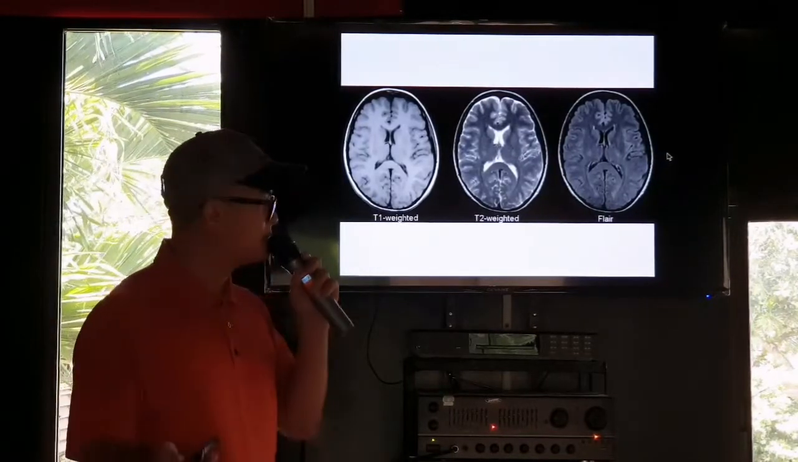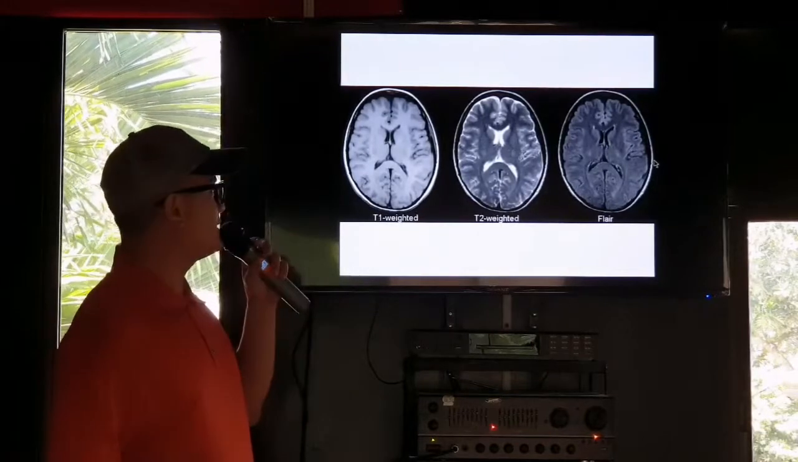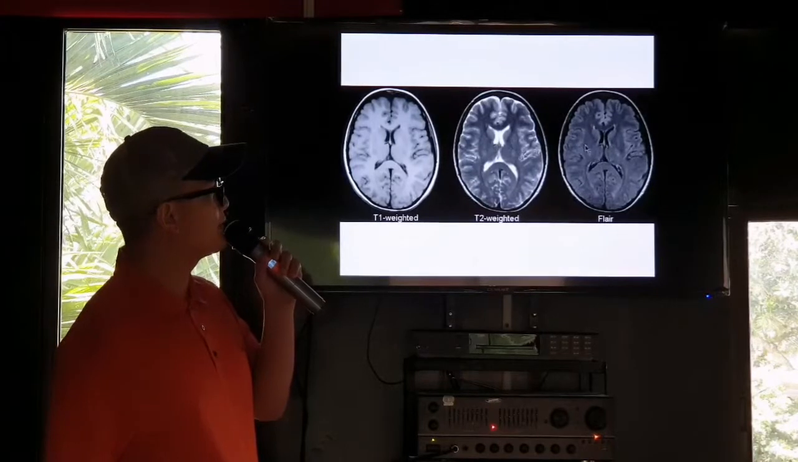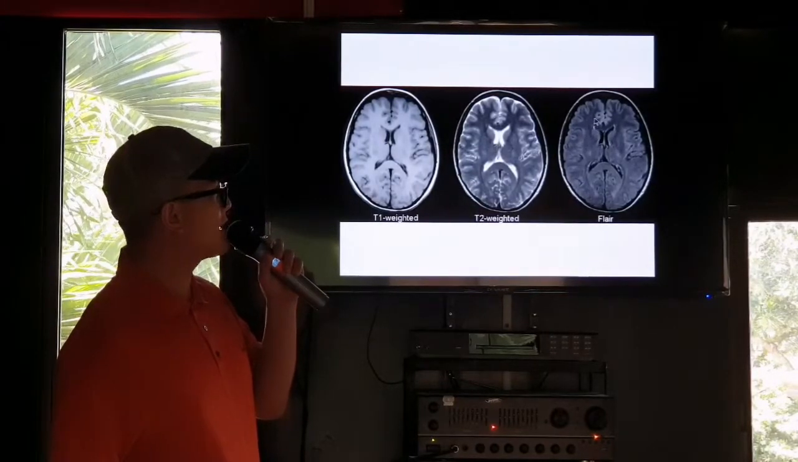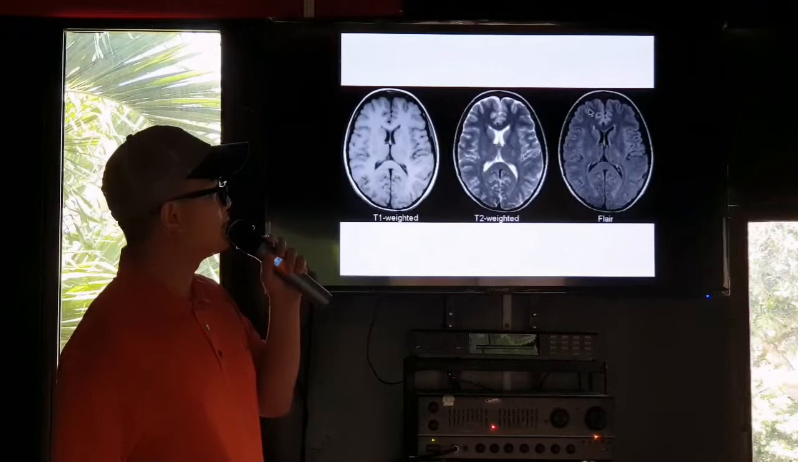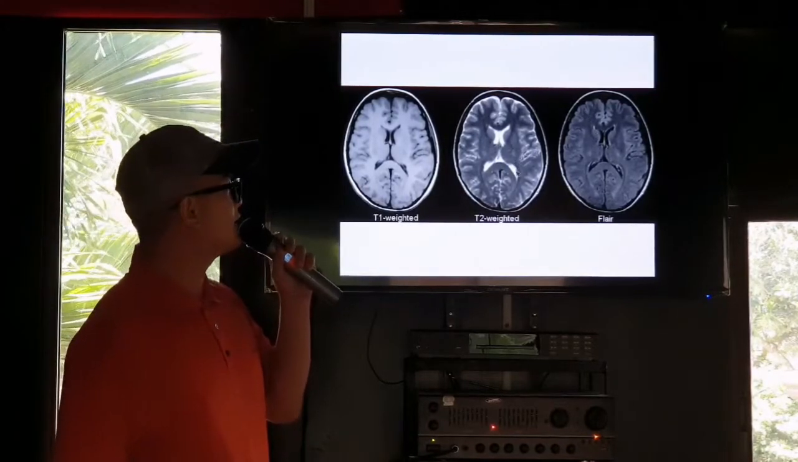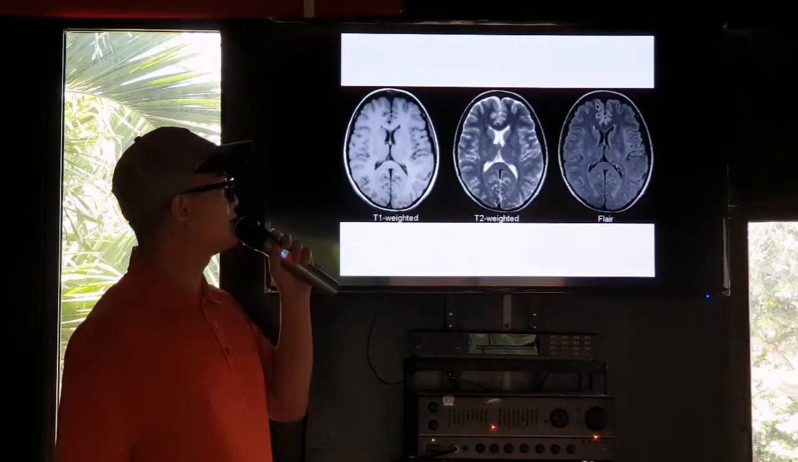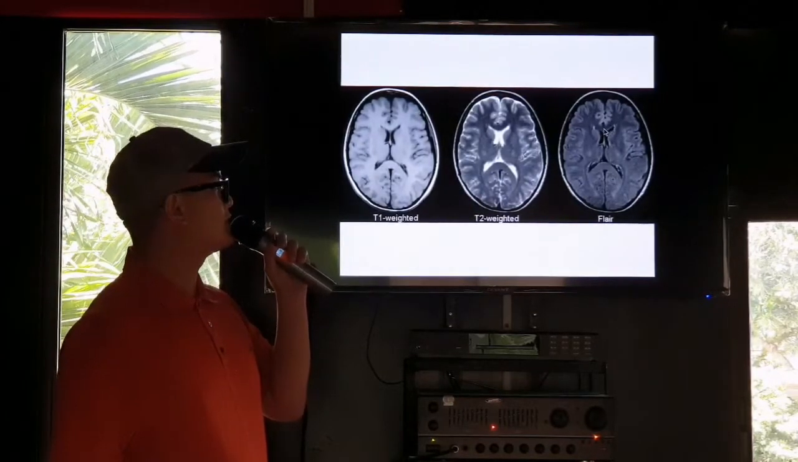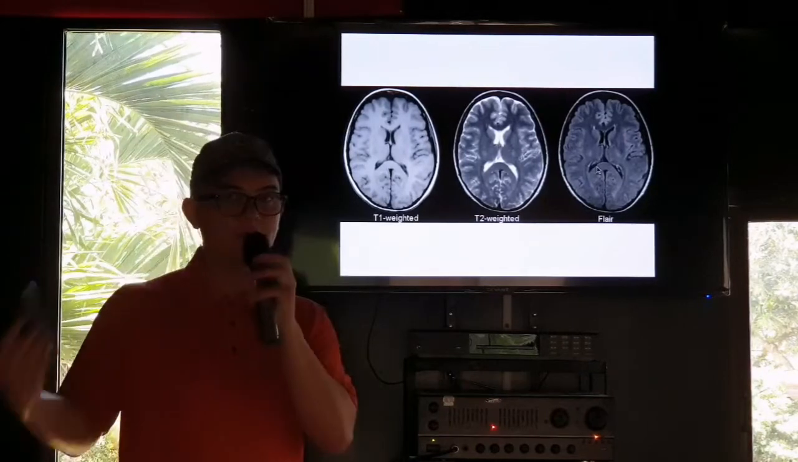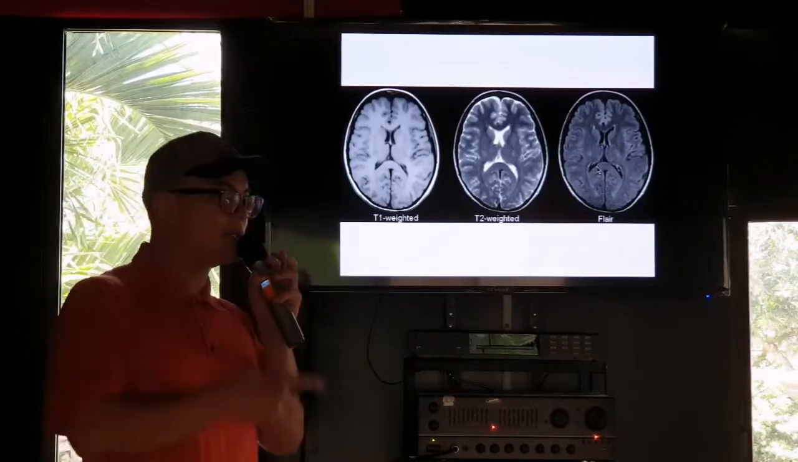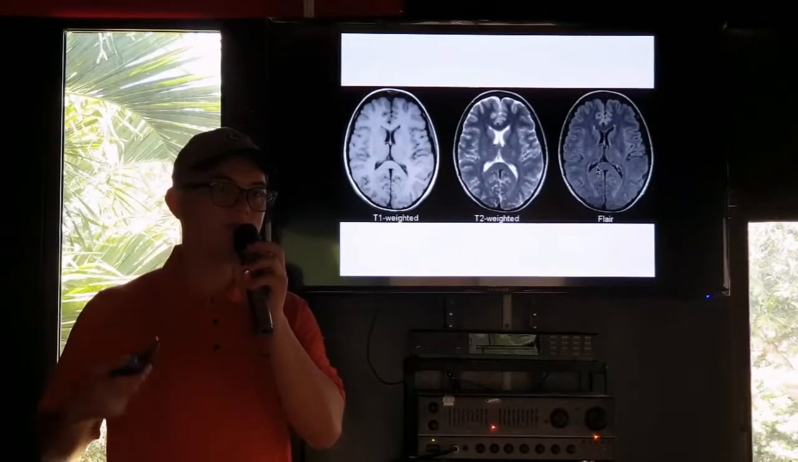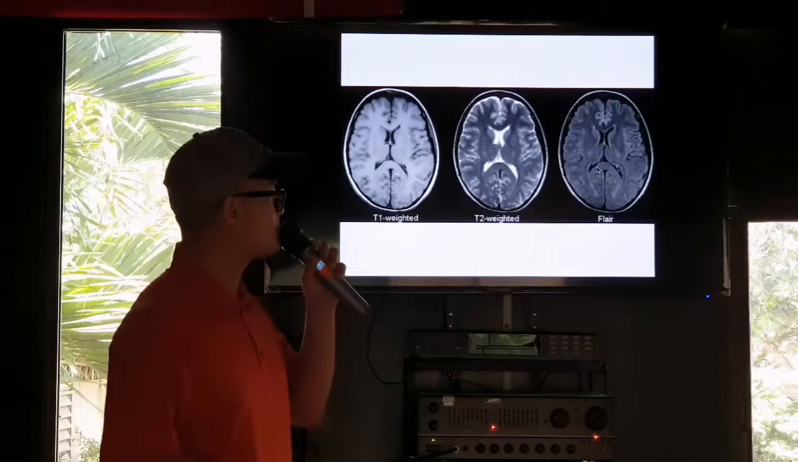FLAIR basically suppresses the fluid, so it's still a T2 image. As you can see, they're similar. White matter is darker and gray matter is brighter. But here, you do not have the signal of the CSF. You can see the subarachnoid space appears black, as well as the ventricular system. So FLAIR sequences are actually T2 weighted images, but they send radio frequencies to suppress the fluid signals of an MRI.